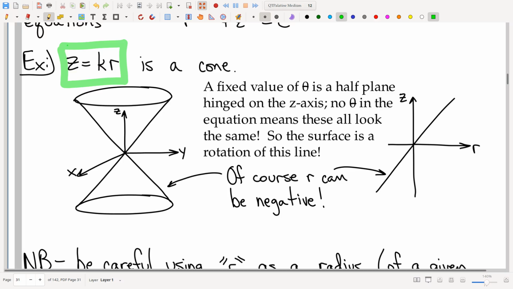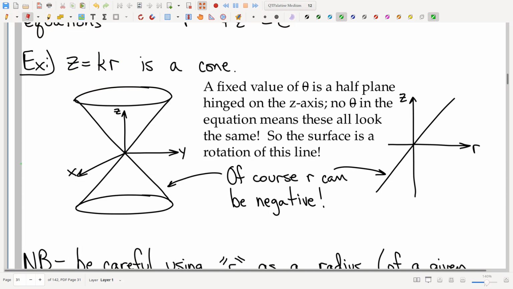You can see this is an equation in cylindrical coordinates. All the variables present are cylindrical variables, and one of the cylindrical coordinates is missing. There's no theta in that equation. Turns out that's actually really, really valuable.